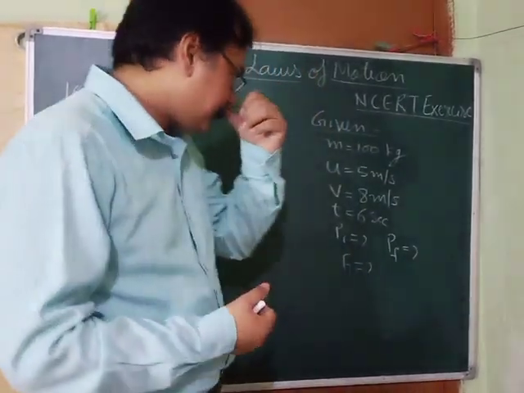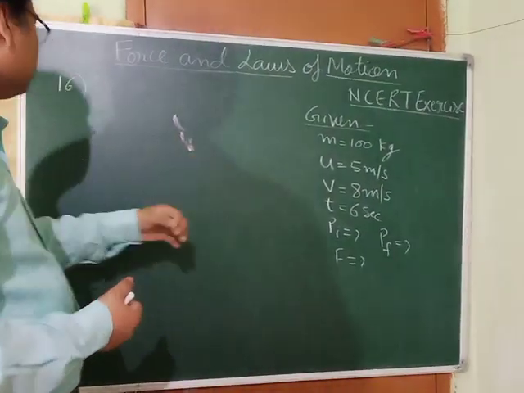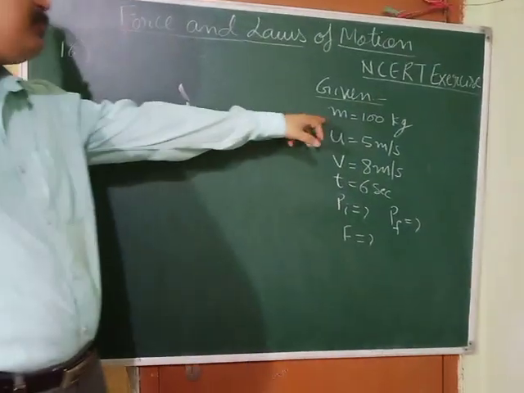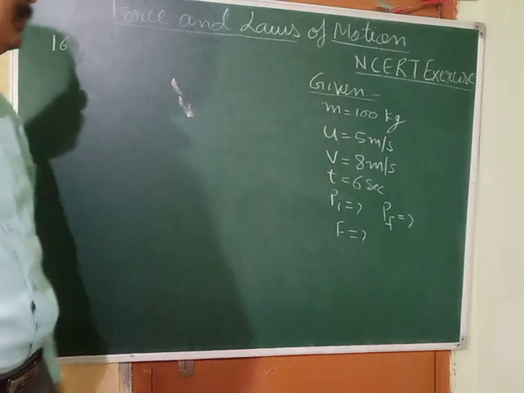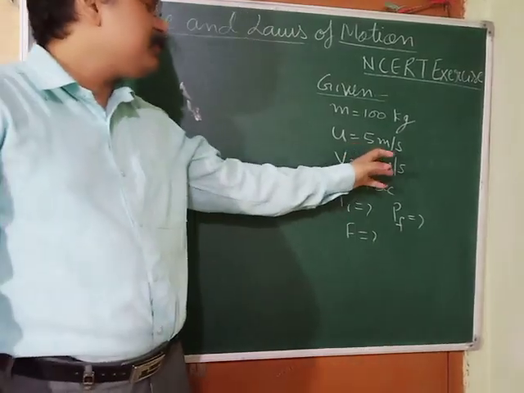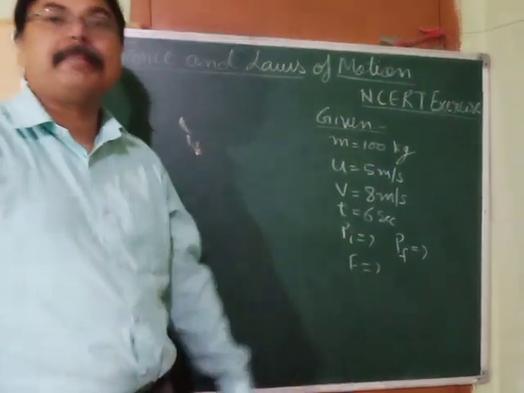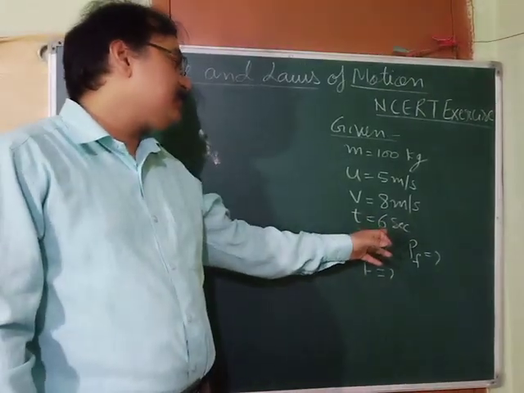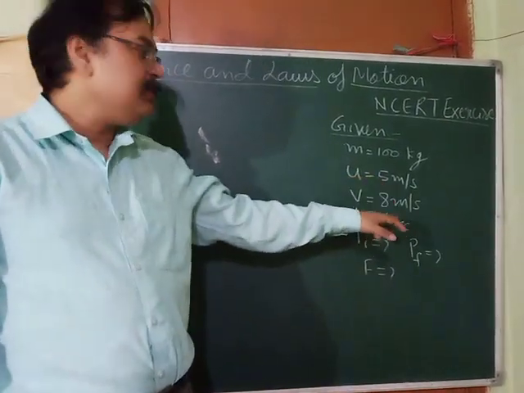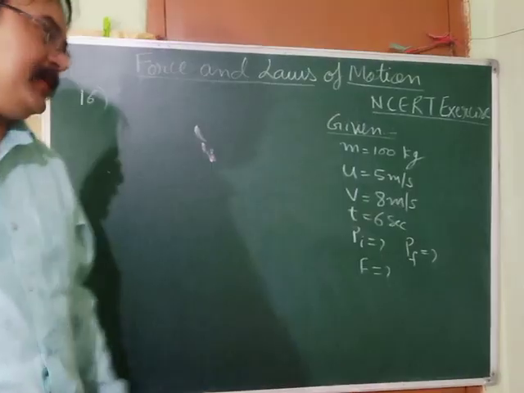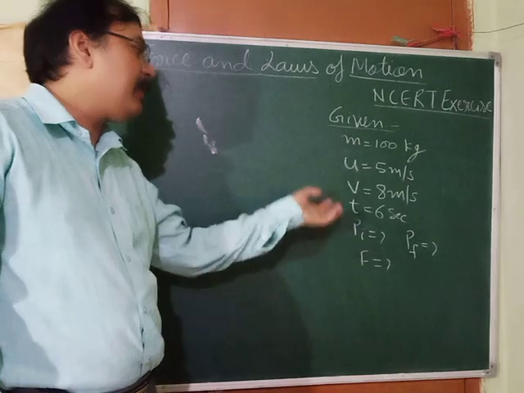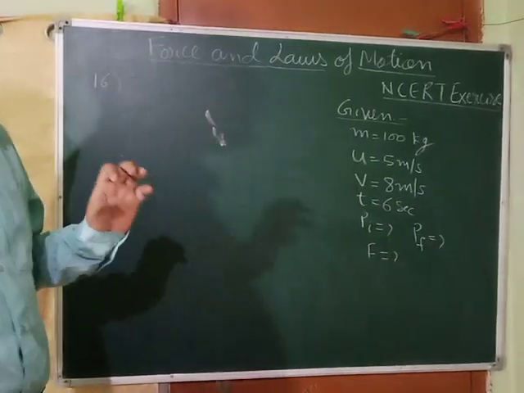Okay, see, this is the 16th question. What is given? A body is there of mass 100 kg, whose initial velocity is 5 meter per second, and it takes 6 seconds to change its velocity to 8 meter per second. So initially it was 5 meter per second, then after 6 seconds it becomes 8 meter per second.